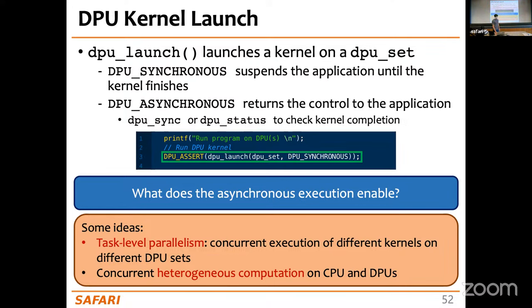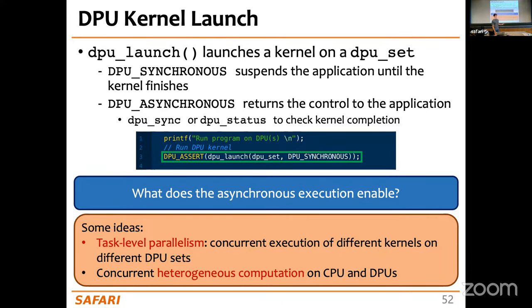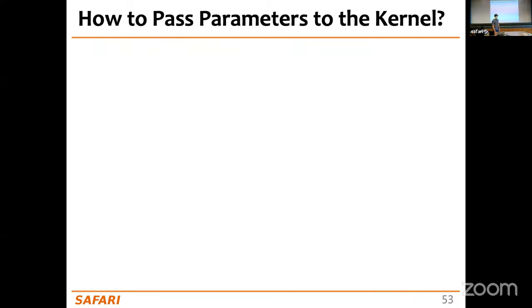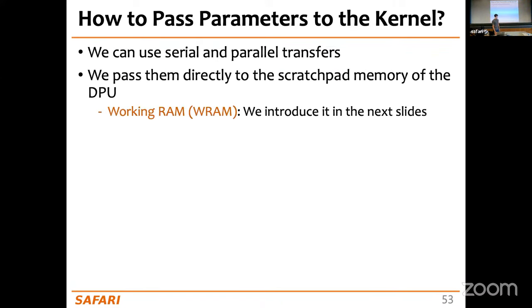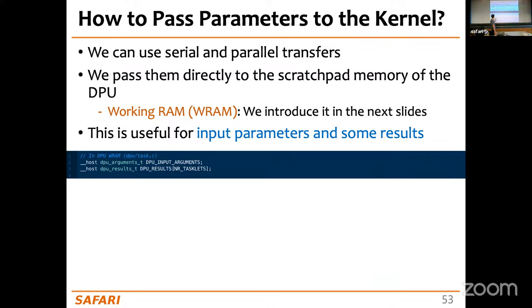Okay, what else? When we call the kernel, or before we call the kernel, we also need to send some input parameters, some arguments. These arguments are going to be copied directly onto WRAM, not in MRAM, because usually they are maybe integers or a pointer or something like that. I mean, it's a relatively short amount of data.